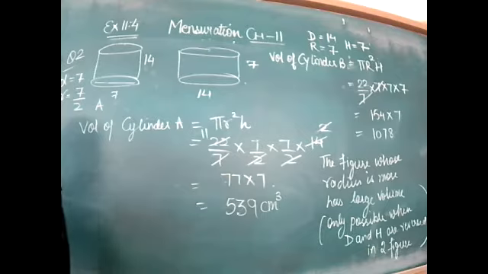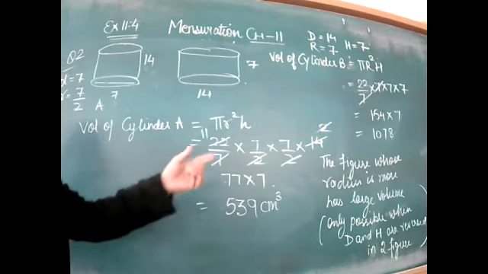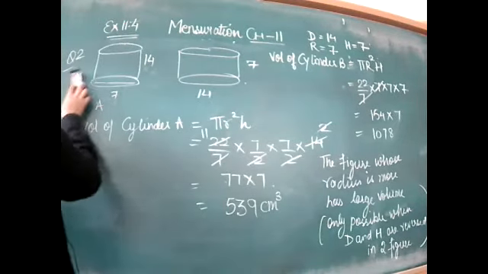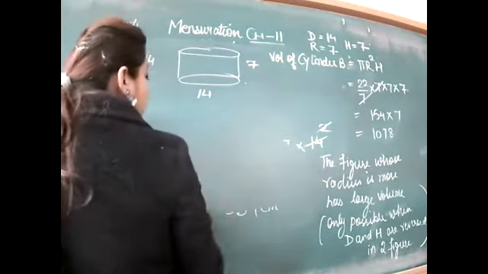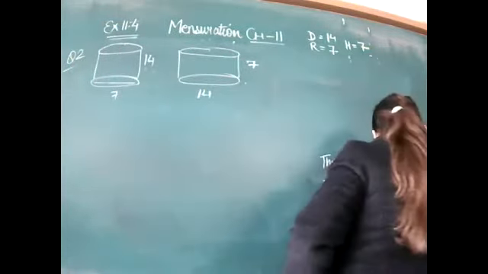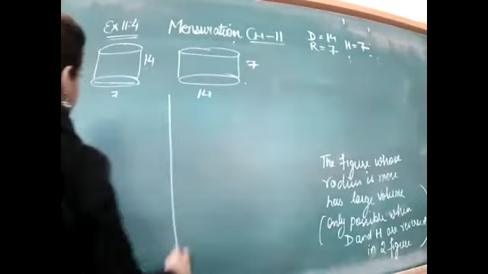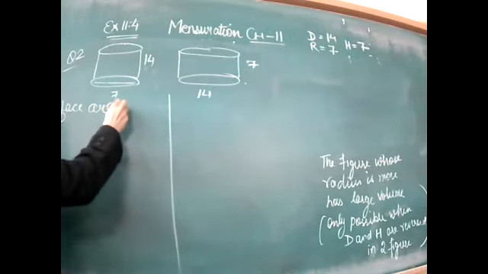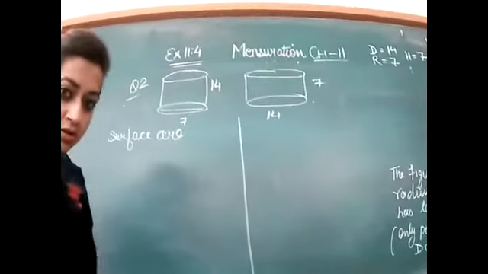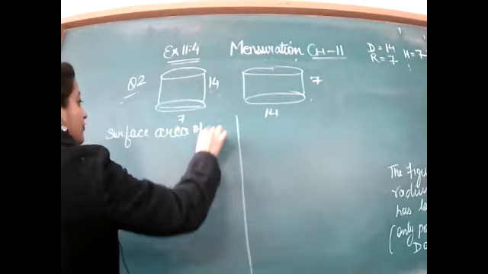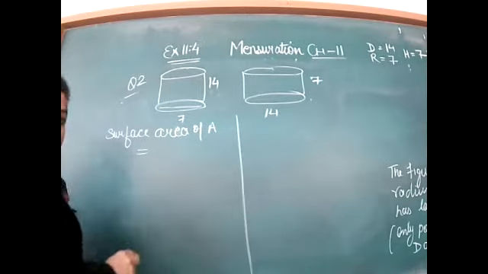Now in this same question, you have to verify one thing more, that whether the figure that is having large volume has larger surface area or not. So let's find the surface area of first cylinder and second cylinder. Surface area of A, that is, what is surface area?